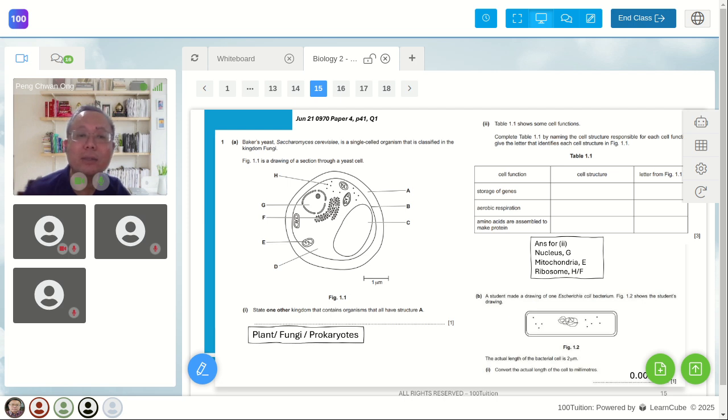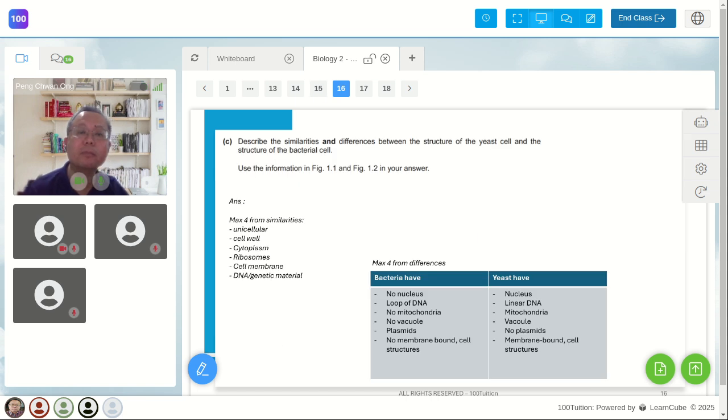Okay, sorry, this is already the fungus. So this is the answer. In the next page, you can find the answer. The other kingdom could be plant or it could be the prokaryotes. And then the cell function: nucleus, G; the mitochondria, E; the ribosome could be H and F. And the actual length of the cell in millimeters is 0.002.